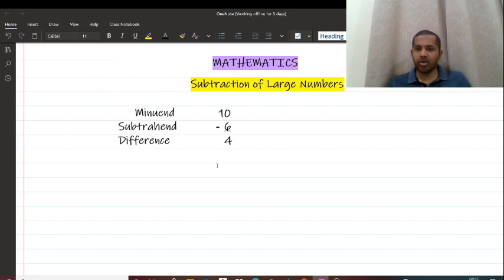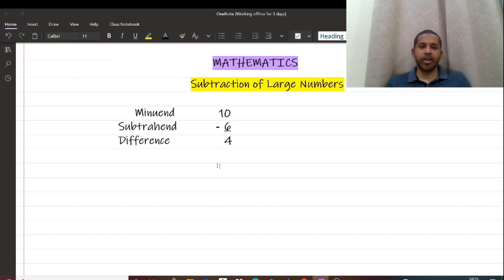Children, please look at the example that I have written here. 10 minus 6 is equal to 4. That is, 6 is subtracted from 10 and we got the answer 4. Now we can relate the terms minuend, subtrahend and difference to these three numbers. 10 is known as the minuend, 6 is known as the subtrahend and 4 is known as the difference. Maybe you understand the relation here.